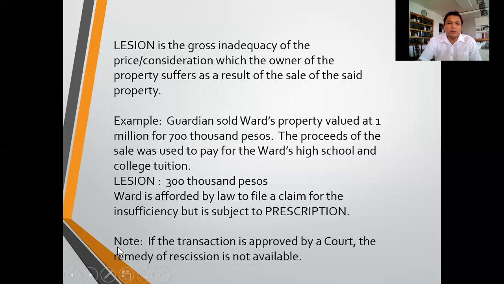We have a note here. If this transaction, the above transaction, is approved by a court, the remedy of rescission is not available. Okay? So if there's approval from a court, then there is no rescission.